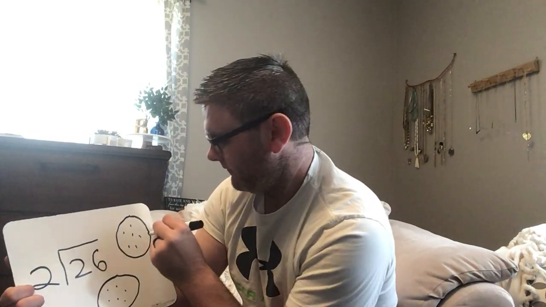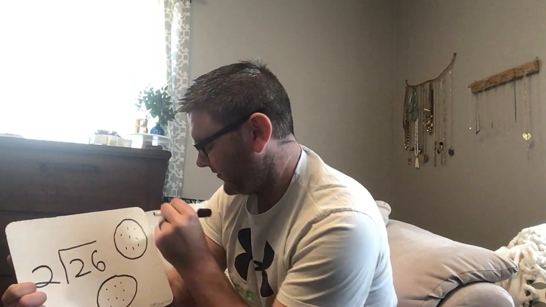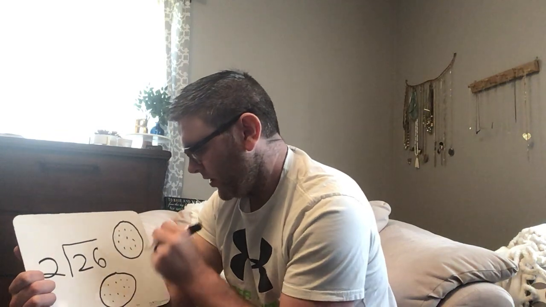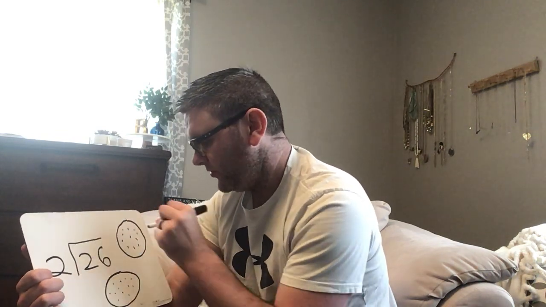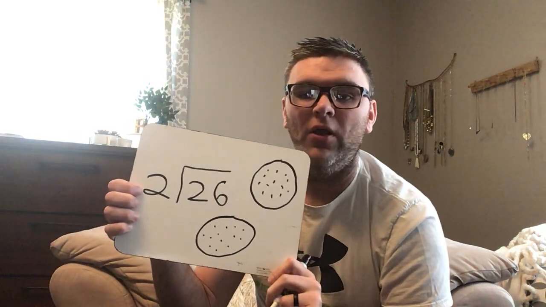1, 2, 3, 4, 5, 6, 7, 8, 9, 10, 11, 12, 13, 14, 15, 16, 17, 18, 19, 20, 21, 22, 23, 24, 25, 26. All done there. Now I got to count my dots. 1, 2, 3, 4, 5, 6, 7, 8, 9, 10, 11, 12, 13 in each.